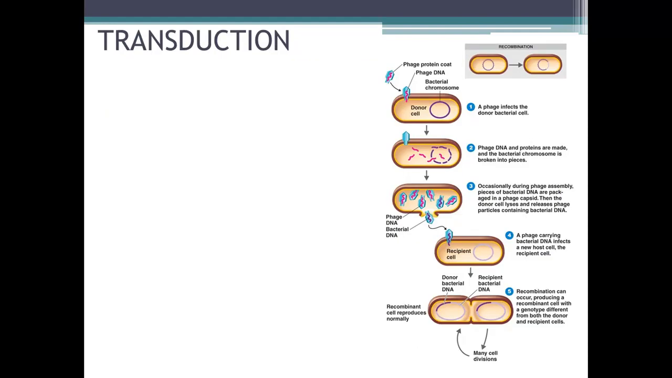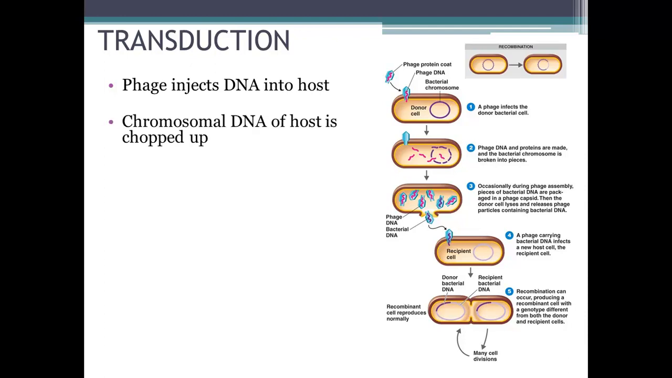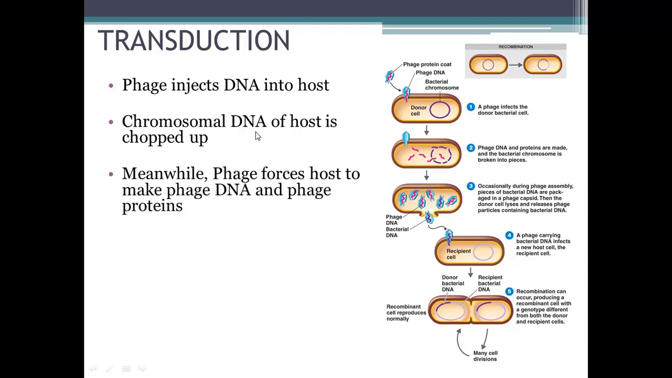Transduction. In transduction, you have a bacteriophage. A bacteriophage is a virus that infects bacterial cells. A phage attaches to the cell wall of a bacterium and injects its DNA. So the phage injects the DNA into the host. The bacterial chromosome is broken down, so the chromosomal DNA of the host is chopped up. Meanwhile, biosynthesis of phage DNA and protein occurs. So the phage forces the host to make phage DNA and phage proteins.